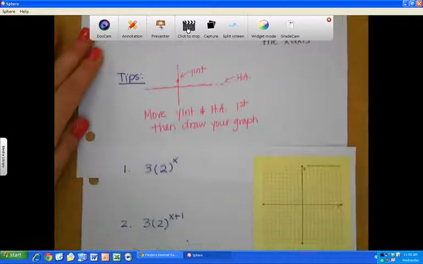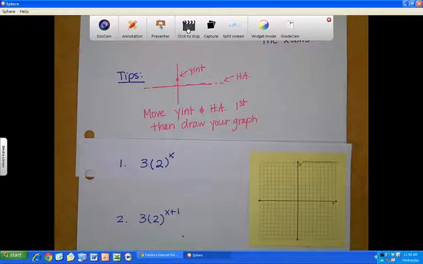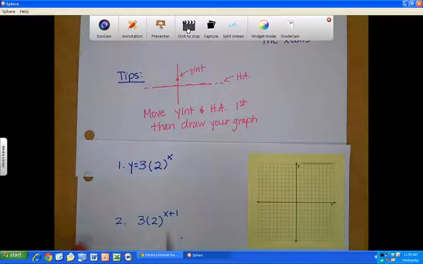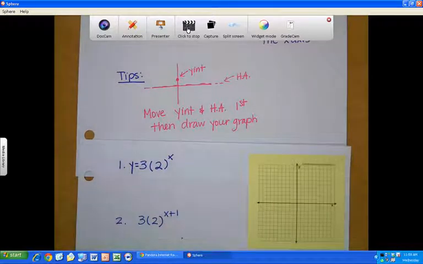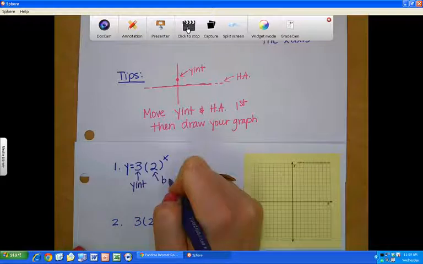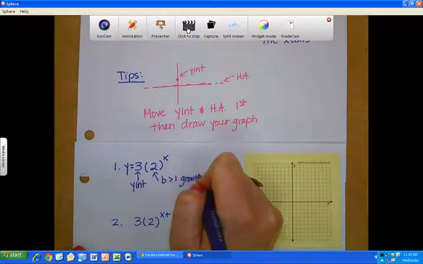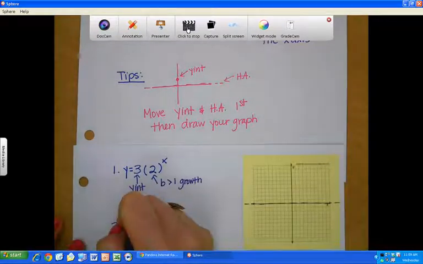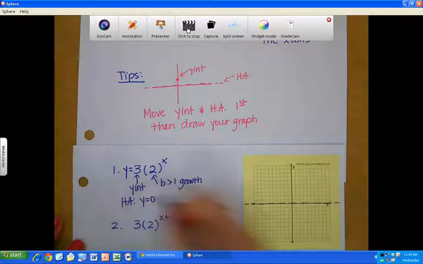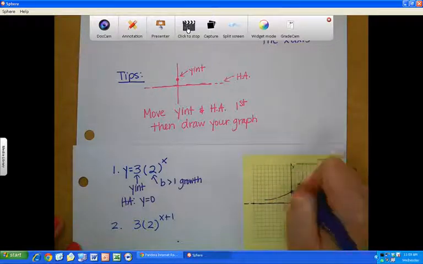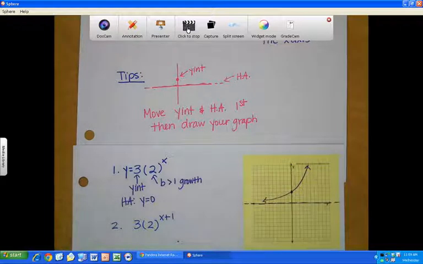So let's talk about y equals 3 times 2 to the x. If I have this basic function here, we already graphed this in part 1, but we know that 3 is the y-intercept, and that's my b, which is greater than 1, so we know it's growth and not decay. So I have a horizontal asymptote at 0, and then my intercept is at 3, and it's growth.